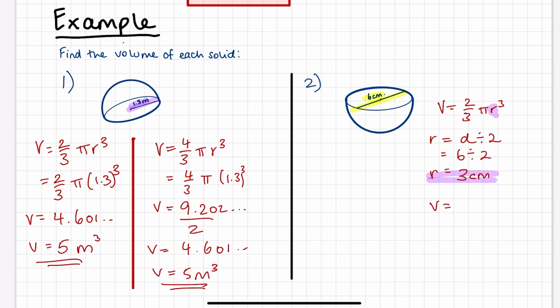So volume equals 2/3 times pi times 3 cubed. Okay, 2/3 times pi times 3 cubed. And that equals about 56.548, etc. And we're going to round that to the nearest whole. So that's going to be 57 centimeters cubed.